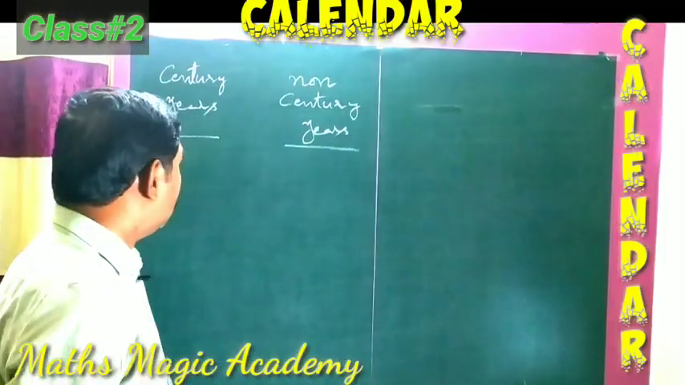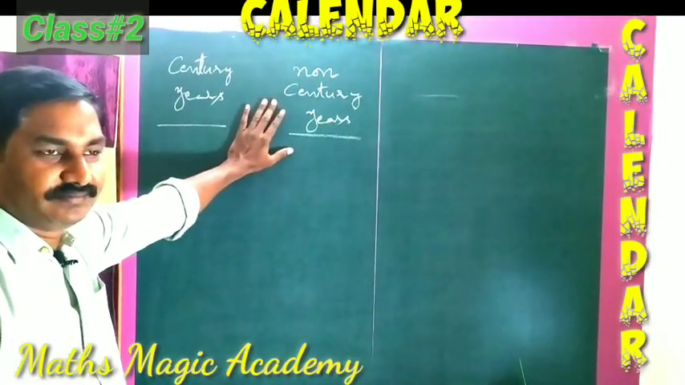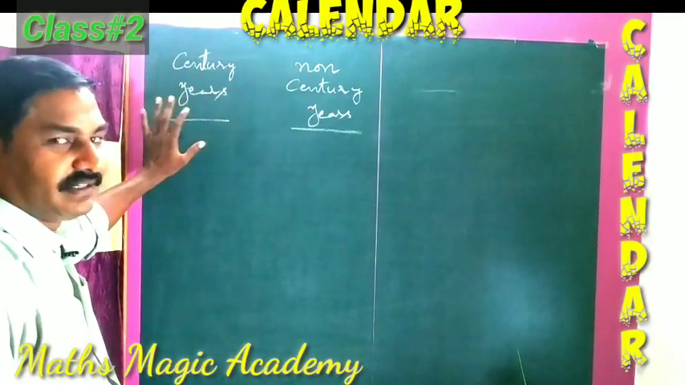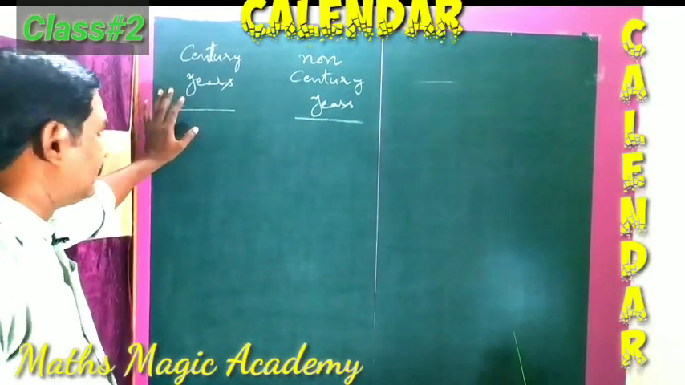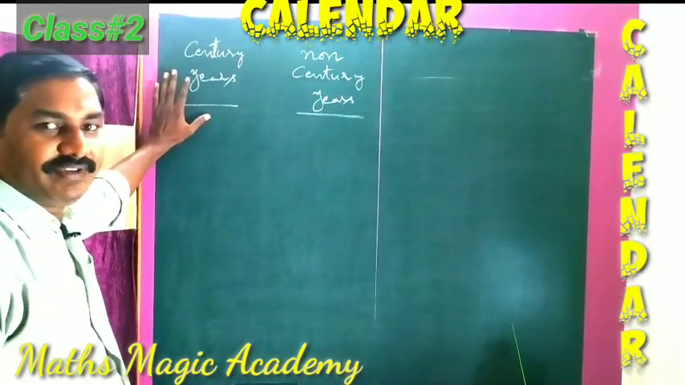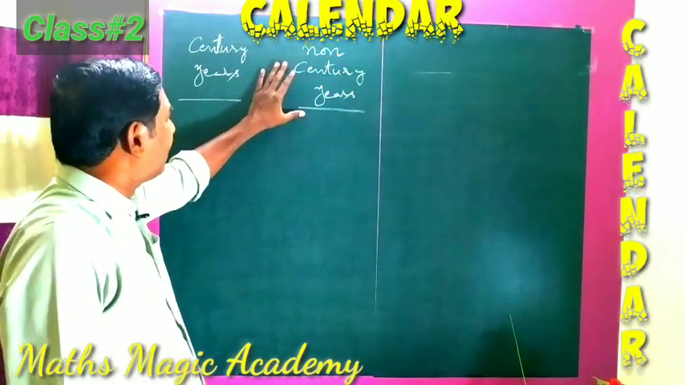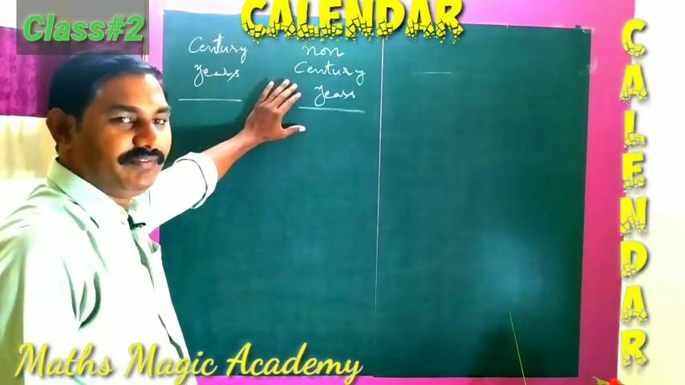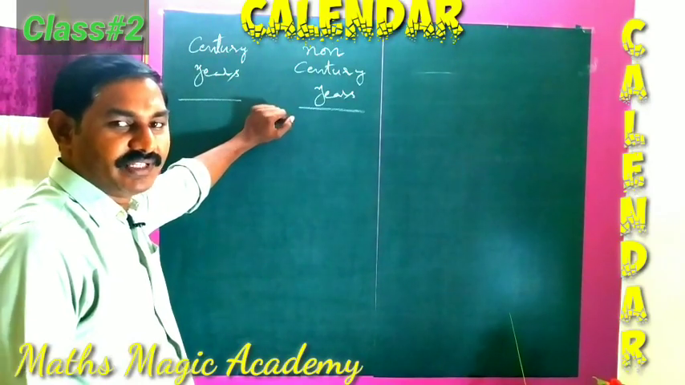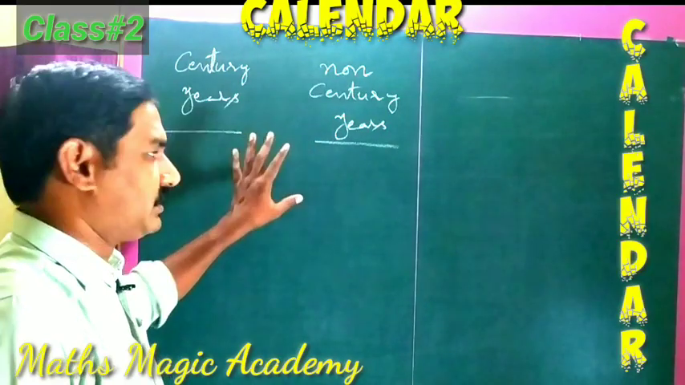See here: century year and non-century year. Based on this we can divide leap years and non-leap years. Among century years, there are leap years and non-leap years. And among non-century years, there are also leap years and non-leap years. Based on that, how these happen, we have to discuss.